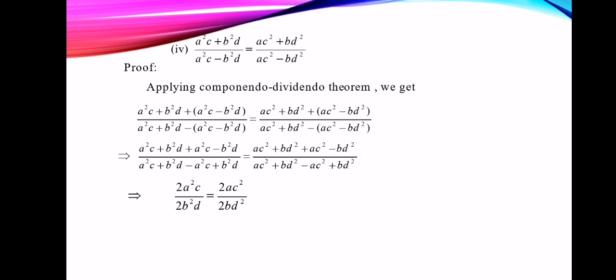To get a ratio b is equal to c ratio d, we will have to multiply both sides by bd by ac, and we get a by b is equal to c by d, which is the required result.